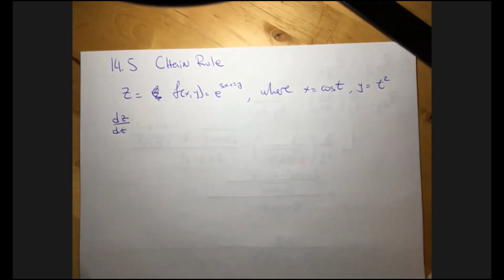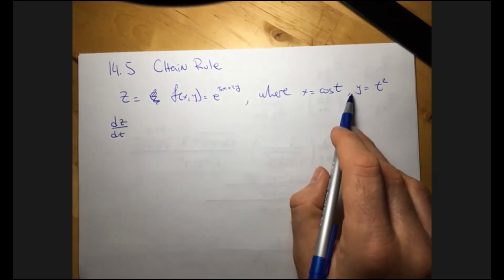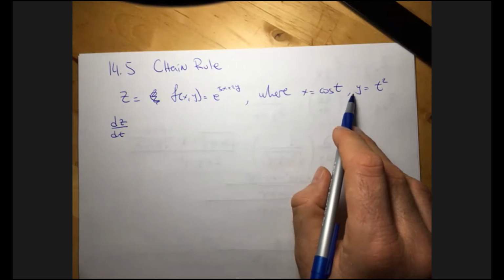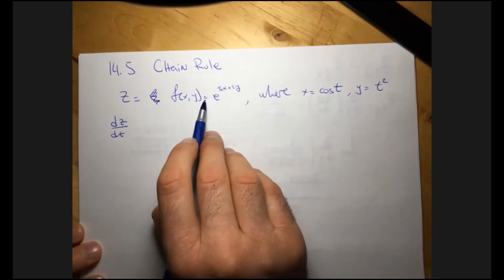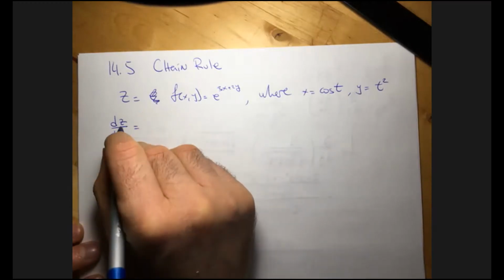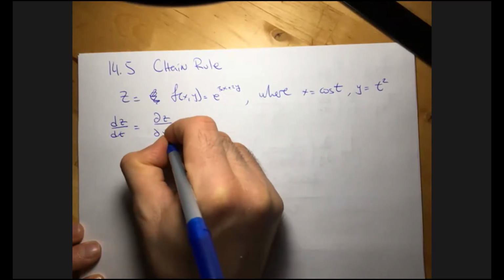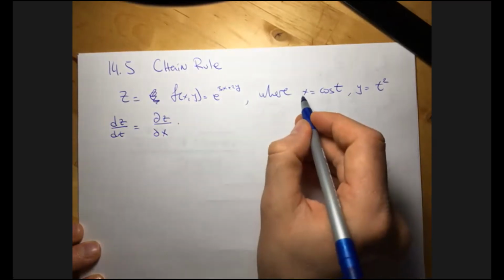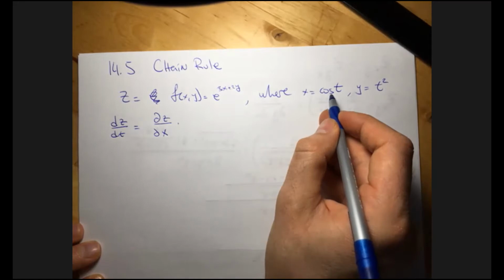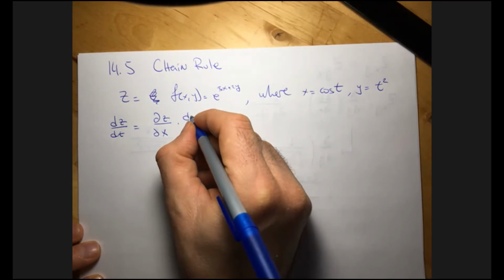Now be careful of the notation. I'm looking for dz dt because z is defined only in terms of t. But prior to that it is defined in terms of x and y. So in order to find dz dt, first I have to find the partial derivative with respect to x by the chain rule. Now x depends only on t, so notice the notation. x depends only on t, so the derivative is going to be written as dx dt.